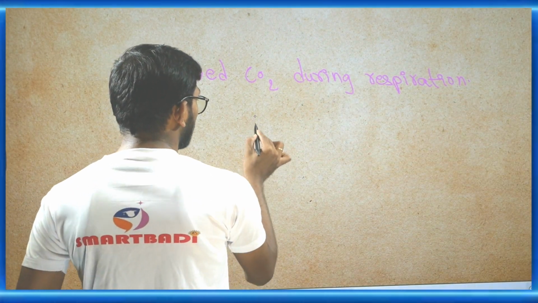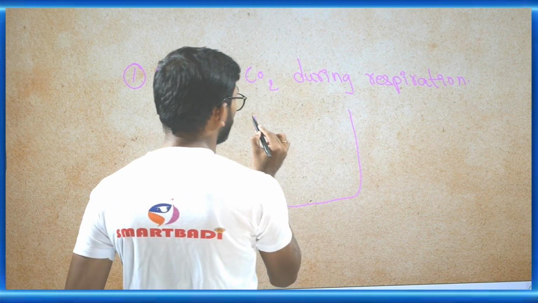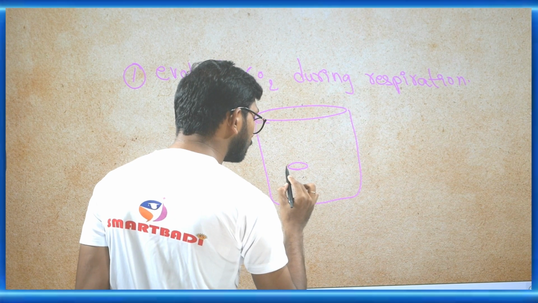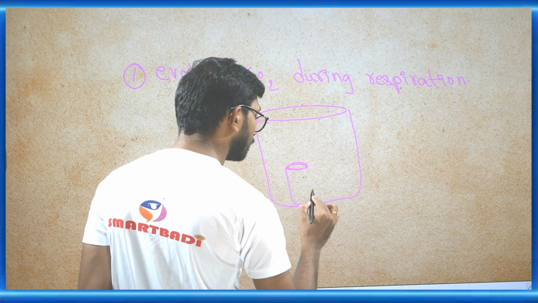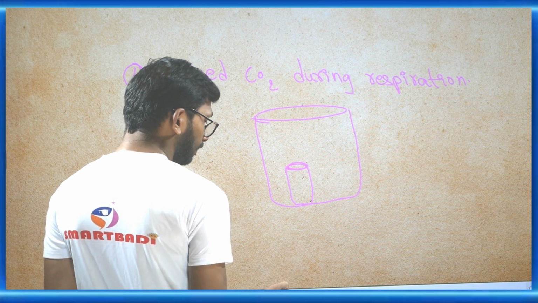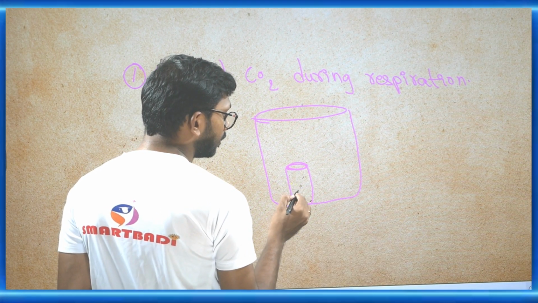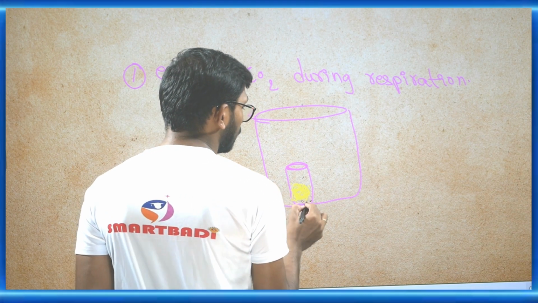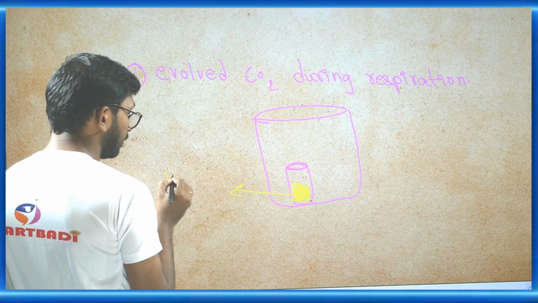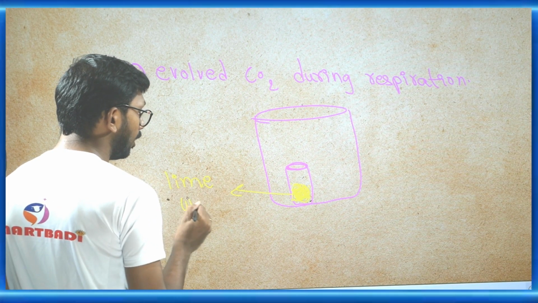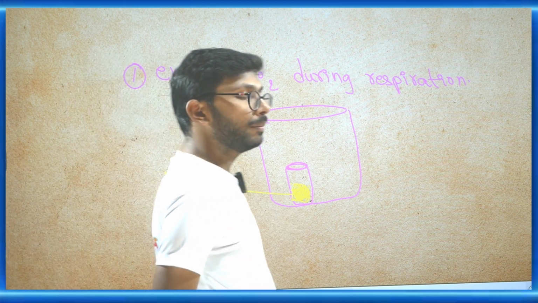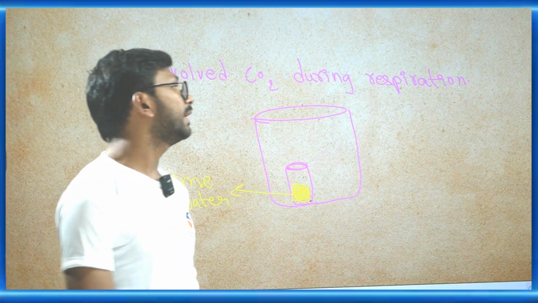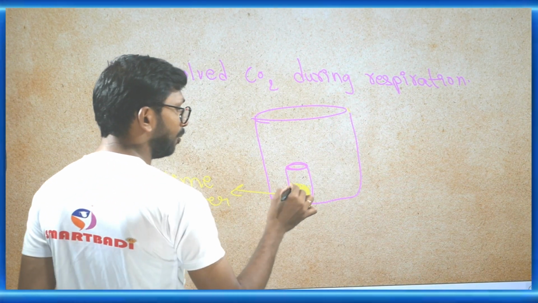How can we prove it? First of all, let us take a beaker. In this beaker, I am placing another small beaker, whereas the small beaker consists of lime water. This is the lime water, the yellow colored thing. This is the key role of lime water, which we have been discussing from the beginning, because lime water is important for the reaction with CO2. Now I have placed lime water.